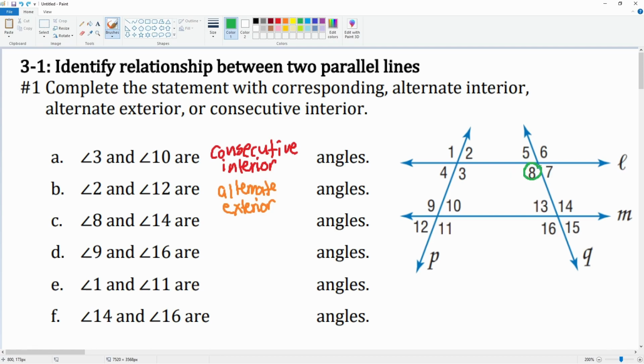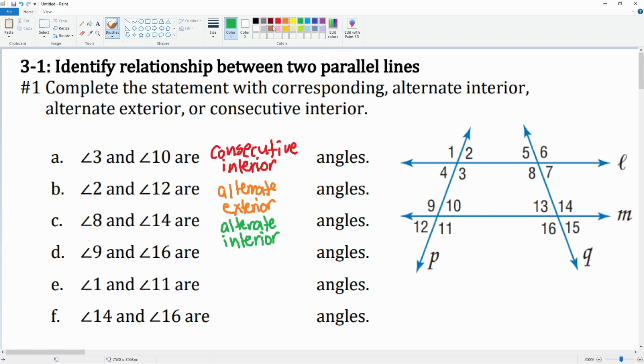Now let's take a look at angle 8 and angle 14. 8 is right here and 14 is right here. Notice that the parallel line is the same as before, which is L and M. Notice this time, they're both on the inside. And because they're on the inside, there is an interior. Notice they cross the transversal. So inside and it crosses the transversal. That would be your alternate because it crosses the transversal and it's on the inside, so interior. So this one would be an alternate interior angle.